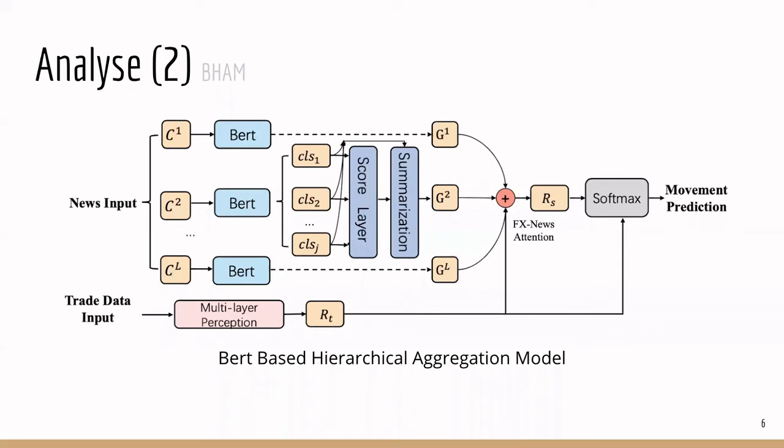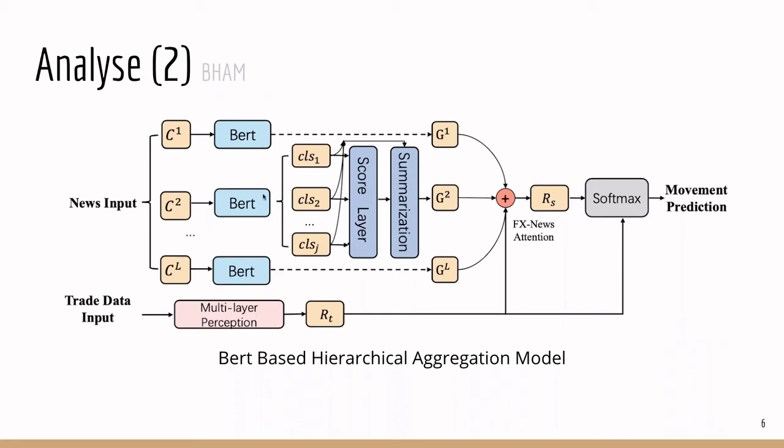The main idea of the paper is shown here with the model. The acronym is BHAM, or BAM, if you want to pronounce it this way. The main idea is that we have two inputs. We have news inputs with TRNA and trade data inputs with the current prices of the currency pair. How we treat the news is to firstly categorize it, C1, C2, CL, with TRNA categories. For example, government and affairs, this type of categories. And we put them in BERT, the model from Google, to convert the news into multidimensional vectors.